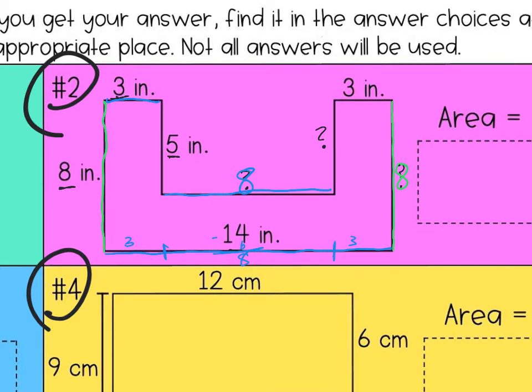Over here, on this side, I have a length of 5. So this side is also 5. Now I have the lengths all the way around.